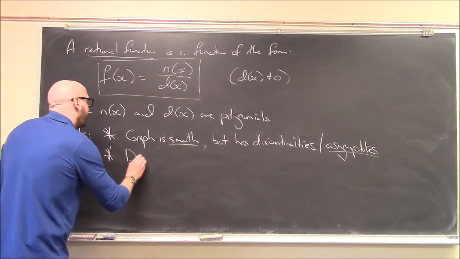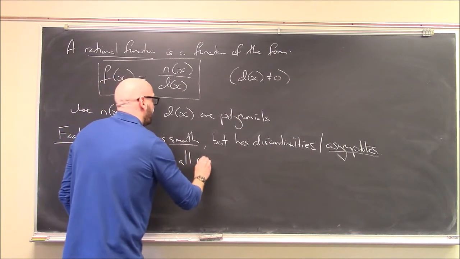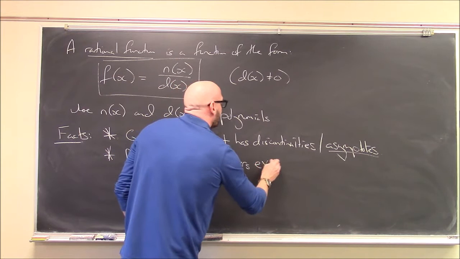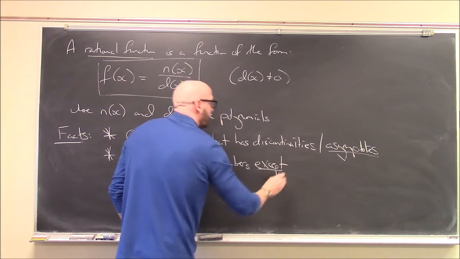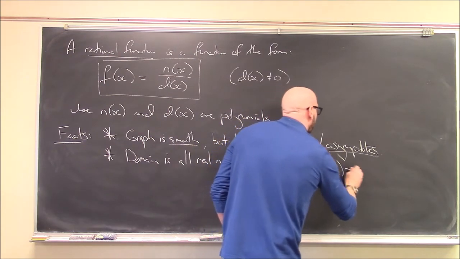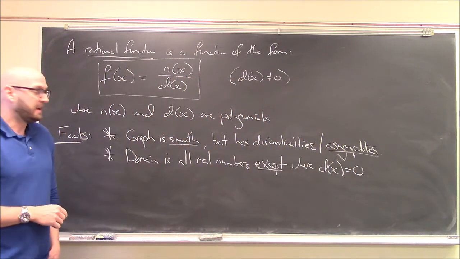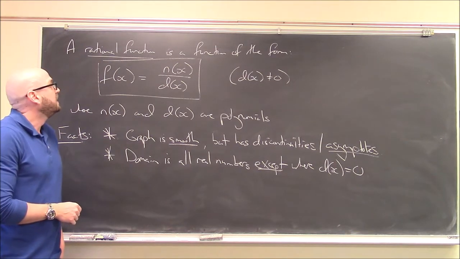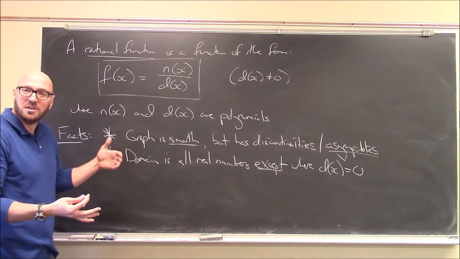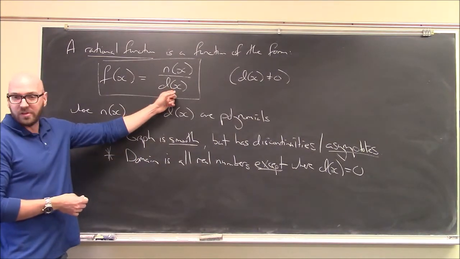Alright, so the domain is all real numbers except where d of x, the denominator, is 0. So if you're looking for the domain of a rational function, you just need to identify all values except for, again, as we usually do with domains, we just want to avoid dividing by 0. So it's all real numbers except for the zeros of the denominator.